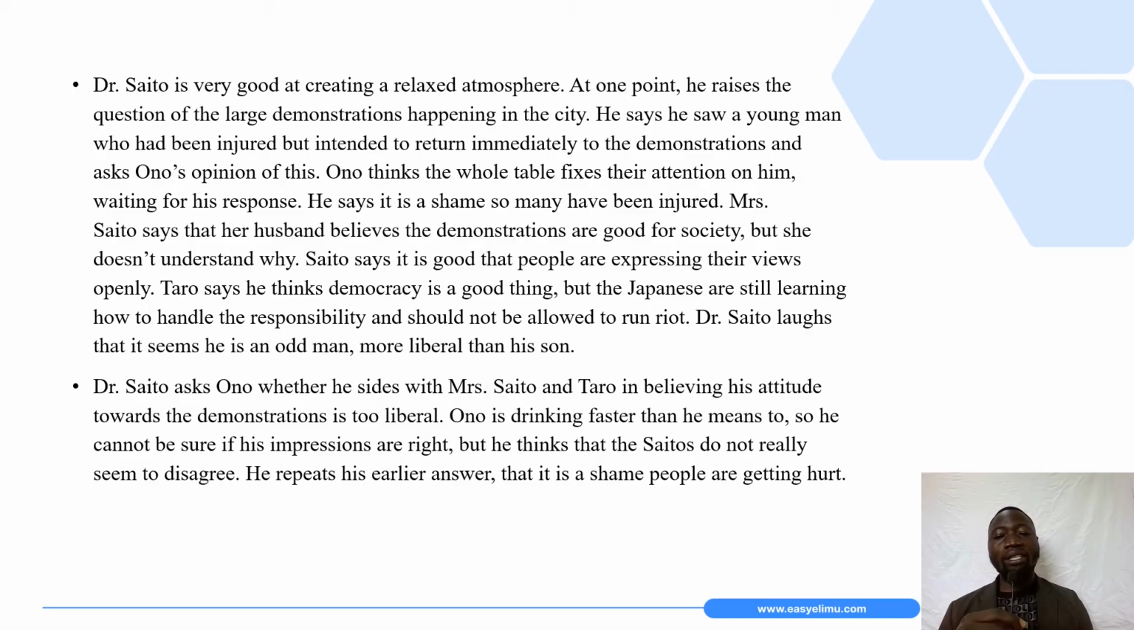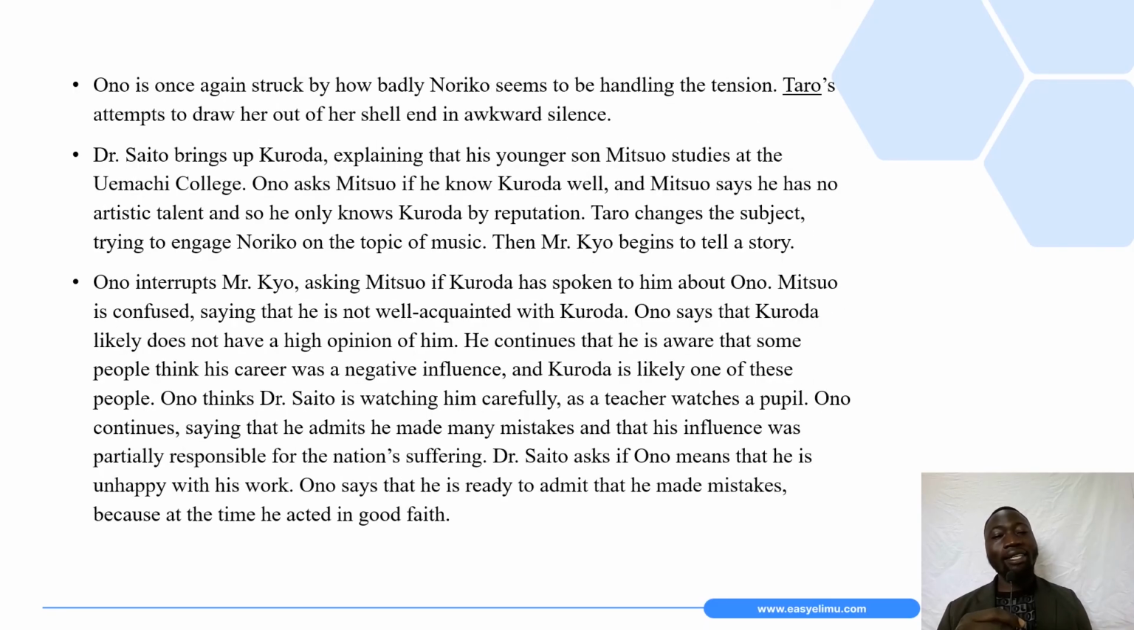So he repeats his earlier answer that it is a shame that people are getting hurt. So Ono is once again struck by how badly Noriko seems to be handling the tension. So Taro attempts to draw her out of her shell, and in awkward silence. That is the attempt by Taro to draw Noriko out of her shell, and in some awkward silence.